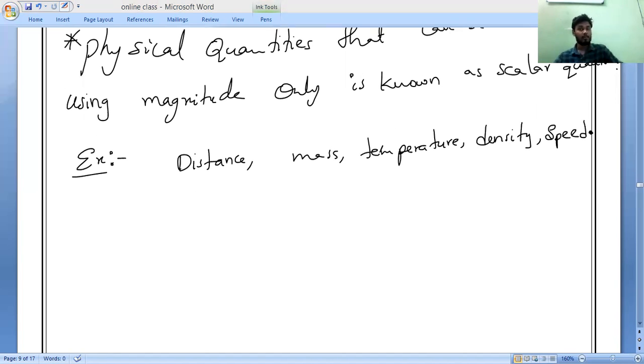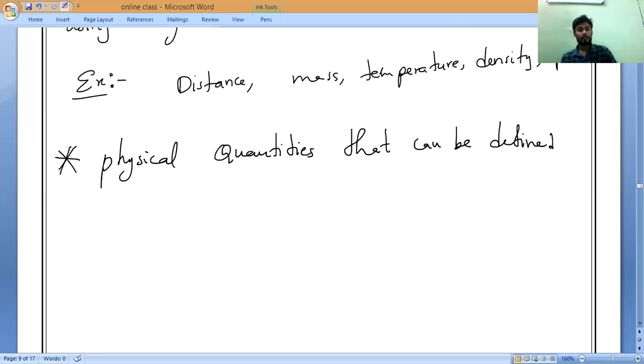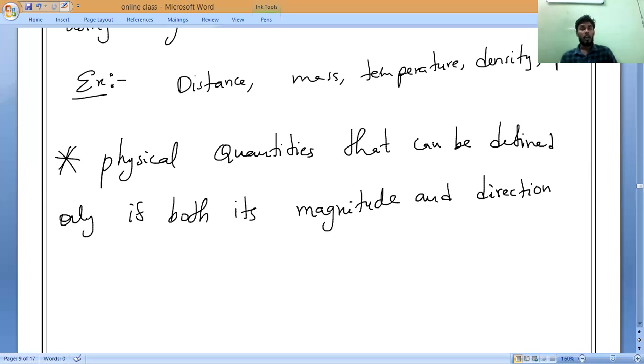Next, the second one. Physical quantities that can be defined only if both their magnitude and as well as what? Magnitude and direction are specified are called what? Are called vector quantities.